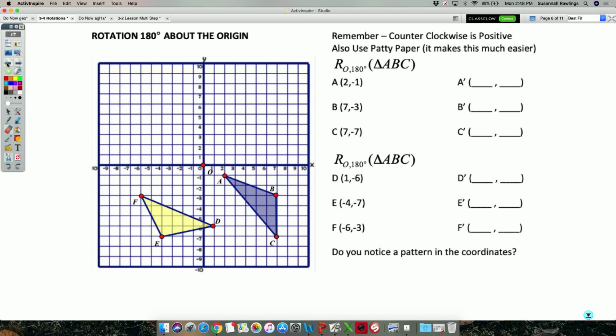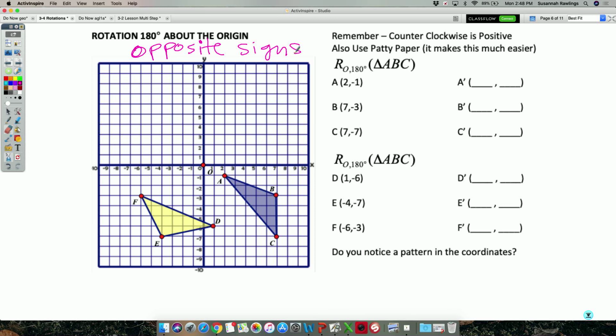180s are the easiest, I think, because you just do the opposite. So we're going to do opposite signs here. You are not switching anymore, so don't get that confused. You do the opposite signs. You're not switching x and y anymore. No more switching. That only applies to the 90s, negative and positive. For 180, we go opposite, right?